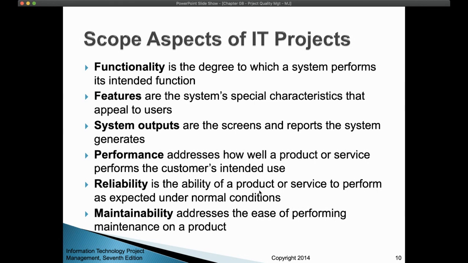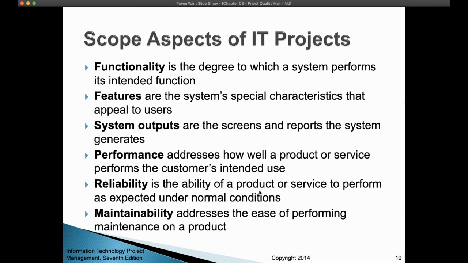System outputs are the screens and reports the system generates. Also, the output of the system, how the interface will look, what reports you are generating. These are also the expected output. If you don't meet them, then again you have a problem in the quality.